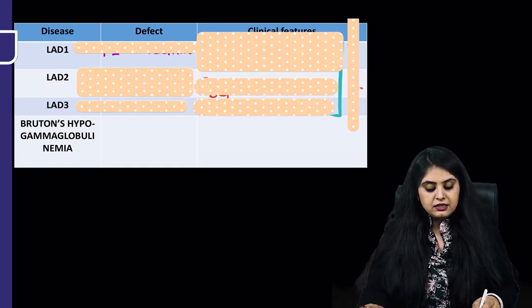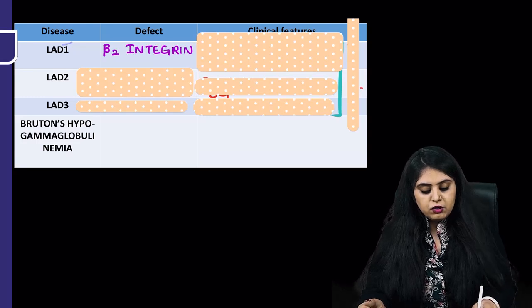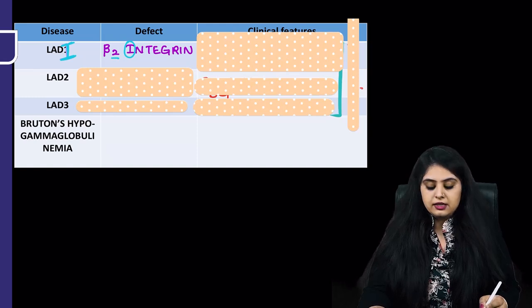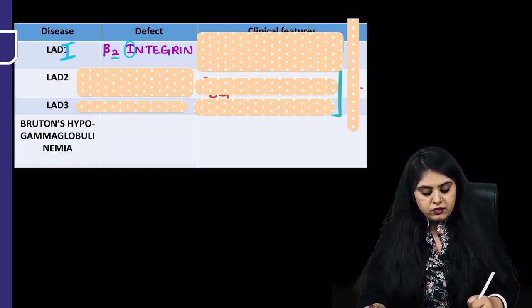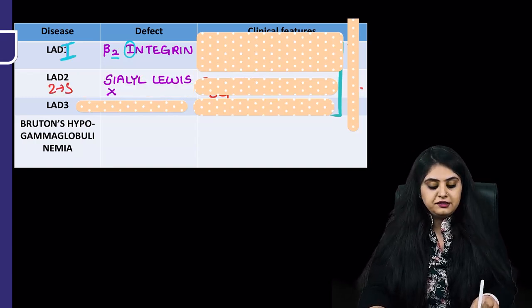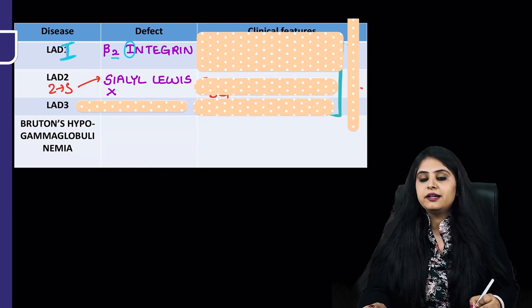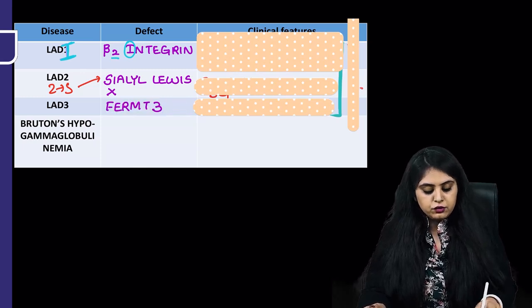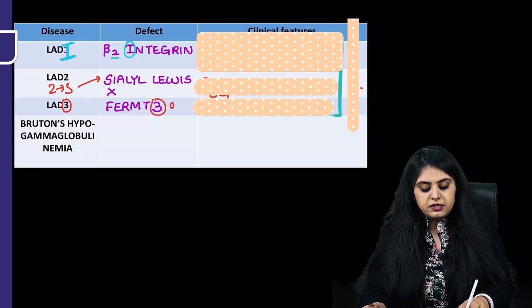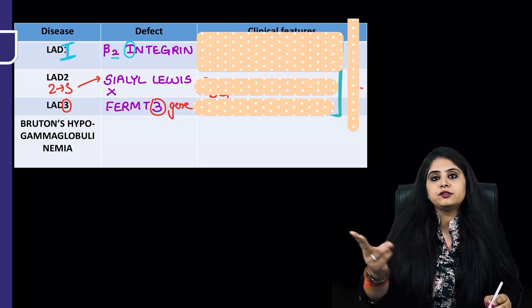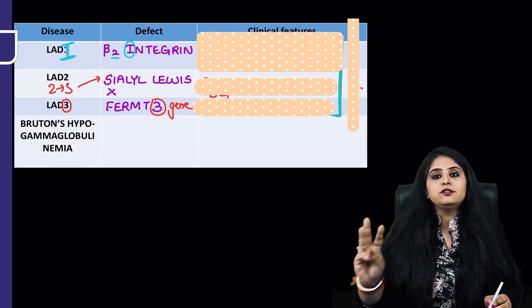Remember, LAD1, the way you write 1 is the same way you are going to write I. So remember, LAD1 is a problem in integrin. Which integrin? Beta 2 integrin. LAD2, the way you write 2, you are going to flip the 2 and you will get S. So this is going to be Sialyl-Lewis X. Can you see? LAD2 is a defect in Sialyl-Lewis X. LAD3, 3 for 3. So you will say, oh, this is a defect in firm T3 gene. I'll repeat it. LAD1 looks like I, so integrin. LAD2 looks like S, so Sialyl-Lewis X. LAD3, 3, so firm T3 gene.